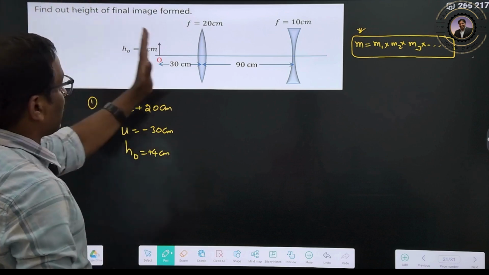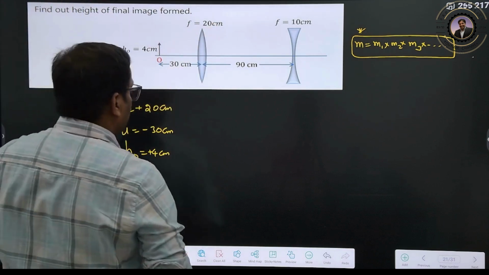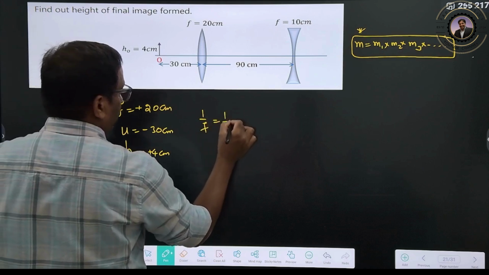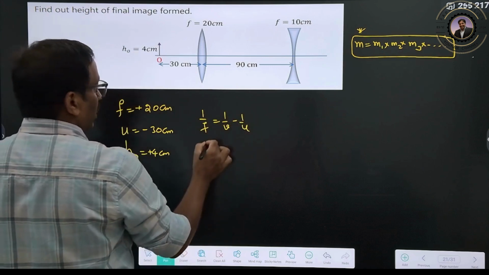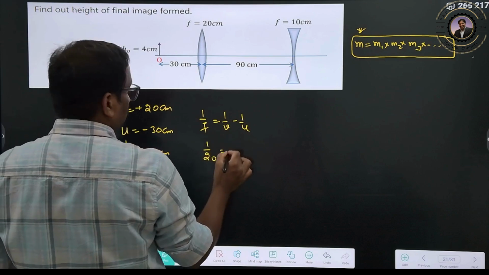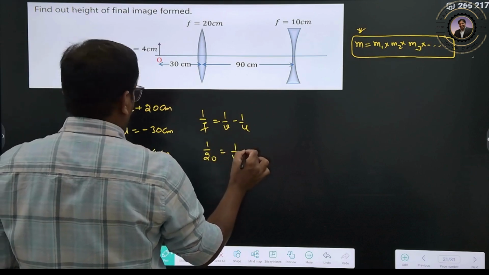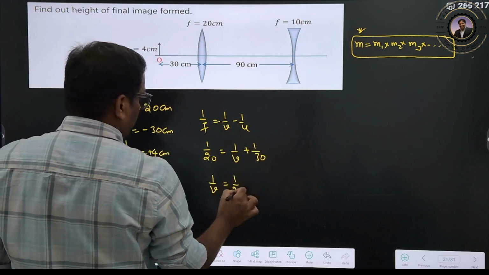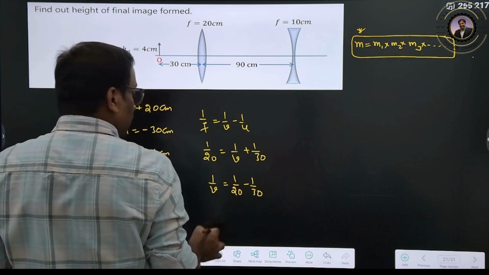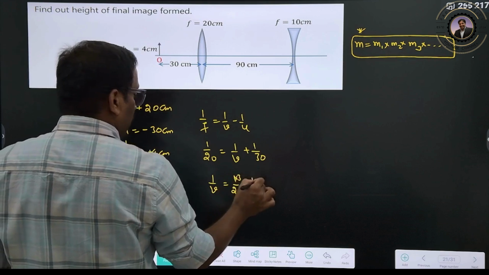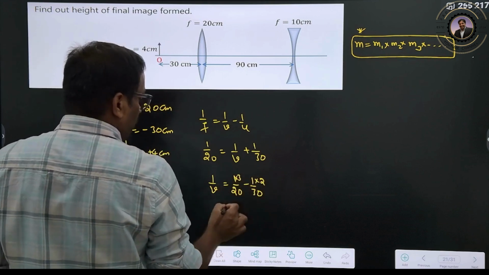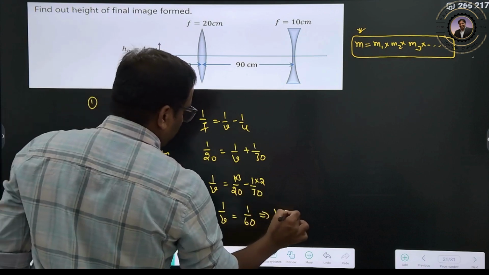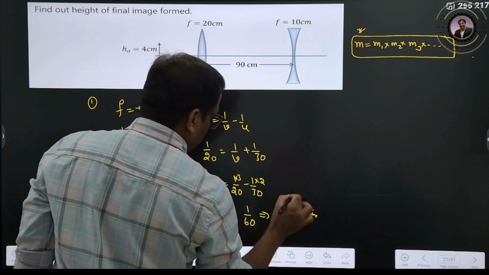First let us calculate the image distance. Here you can apply the lens formula, 1 by f is equal to 1 by v minus 1 by u. So 1 by 20 is equal to 1 by v minus of minus, plus 1 by 30. So 1 by v is equal to 1 by 20 minus 1 by 30. I can multiply by 3 and by 2, so it becomes 60. So 1 by v is equal to 3 minus 2, 1 by 60. That implies v is equal to plus 60 centimeter.